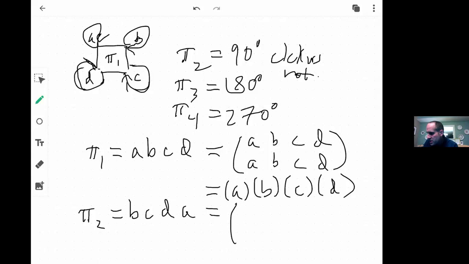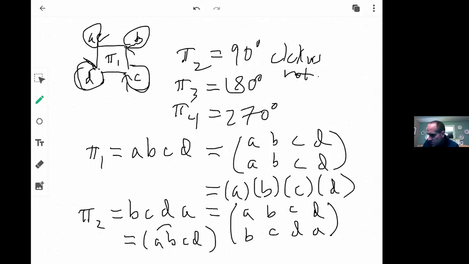Okay, so in two-line array notation, this would be A goes to B, B goes to C, C goes to D, and then D goes to A. And you follow that around when you want to give the cycle notation. So it's going to be A goes to B, and that goes to C, and that goes to D, and D goes back to A. Remember, we just watch where things are mapped under this permutation.